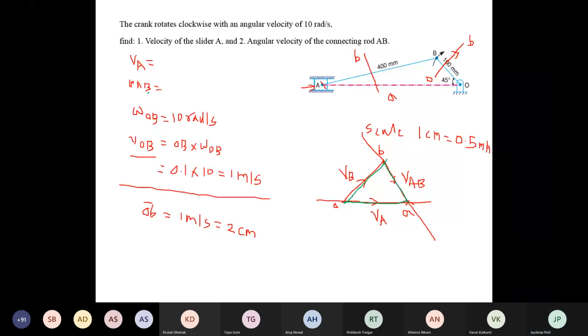Now you have to find out the unknown velocity, the velocity of A. In the vector diagram, for the other links you have to draw a perpendicular to the respective link, and for the slider you have to consider the motion of the slider, and draw the vector parallel to that motion.